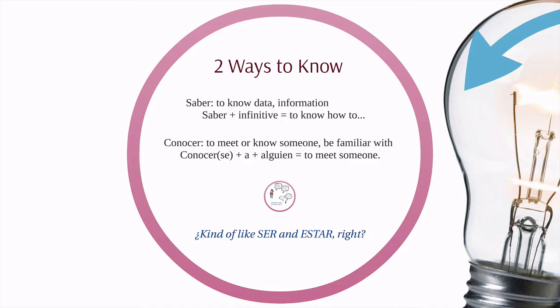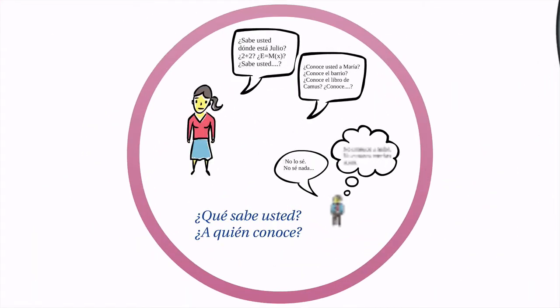Let me give you an example. I'll say, yo me conozco a Diana. I meet Diana. Me conozco a Diana. I meet Diana. See? I would never say saber with Diana. I would use conocer. So this is like ser and estar. It's a divvying up. It's a fission instead of a fusion.